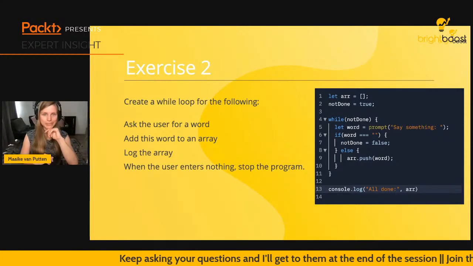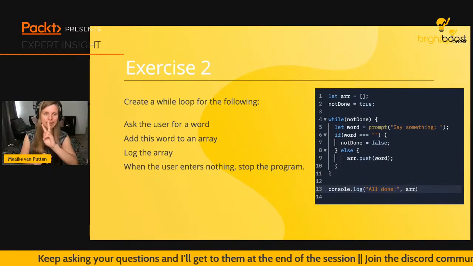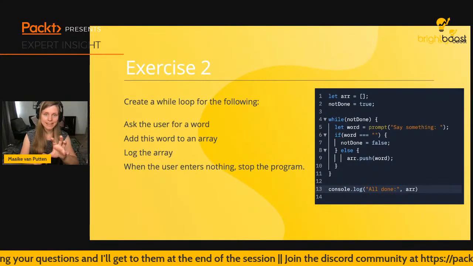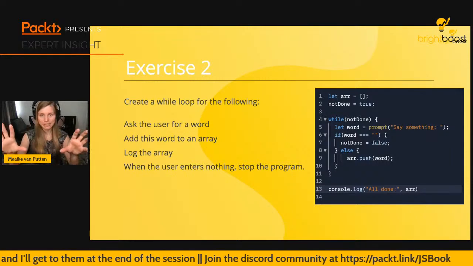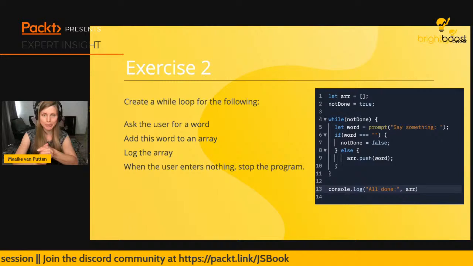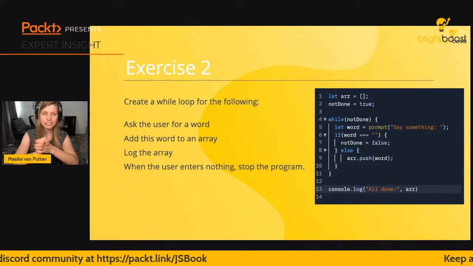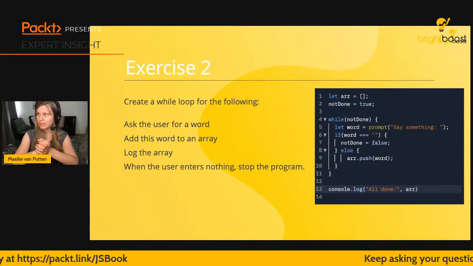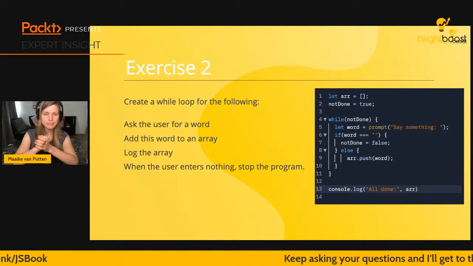So what did I do? I created two variables before I enter my loop. I create an array and I create sort of a boolean. And this boolean I'm using to loop or to stop looping. So I say, while notDone is true. Actually, there's a let missing there. But JavaScript is very forgiving.